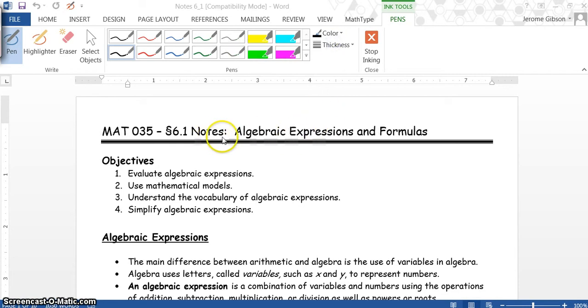Hello class, we're about to start section 6.1, Algebraic Expressions and Formulas. The objectives: to evaluate algebraic expressions, use mathematical models, understand the vocabulary of algebraic expressions, and to simplify algebraic expressions.